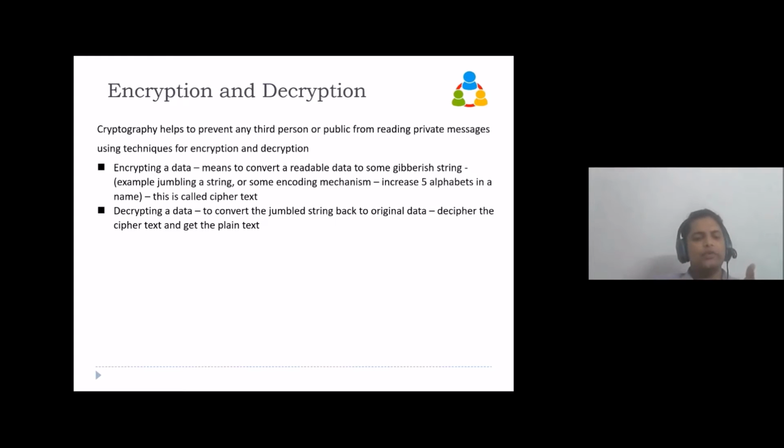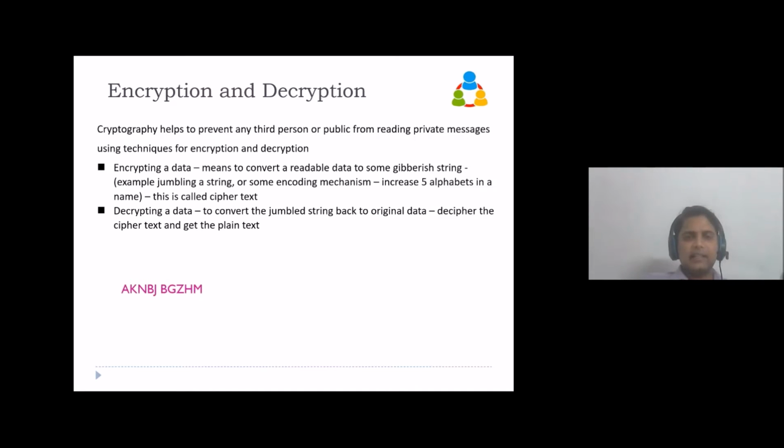Okay, maybe you basically jumble the strings in the data which you want to send, in the message you want to send to somebody. You basically jumble the letters, so that is also a kind of encryption. Let's say you are increasing 5 alphabets in a name. Okay, that is also an encryption. So the other person who is reading this message, if he knows that he has to decrease 5 alphabets from each character in that string, he'll be able to figure out what is the original data. So that is a kind of encryption. And the decryption means to convert the jumbled string back to the original data.